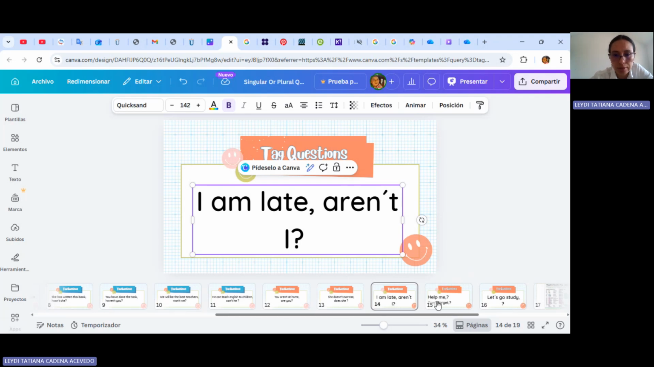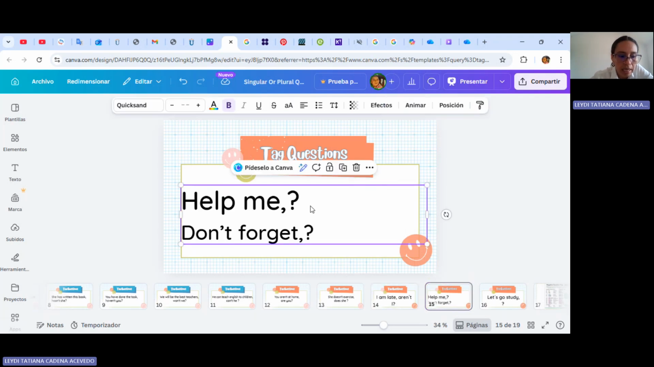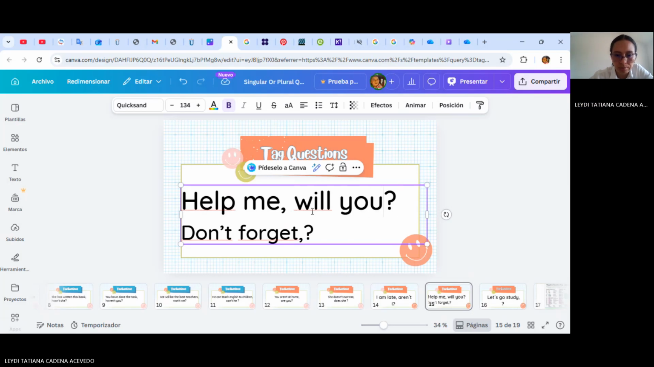The second, in imperative sentences, orders, or instructions, we use will you, both in the affirmative sentence and the negative sentence. Help me, will you? Ayúdame. Bueno. Don't forget, will you? No te olvides. Bueno.